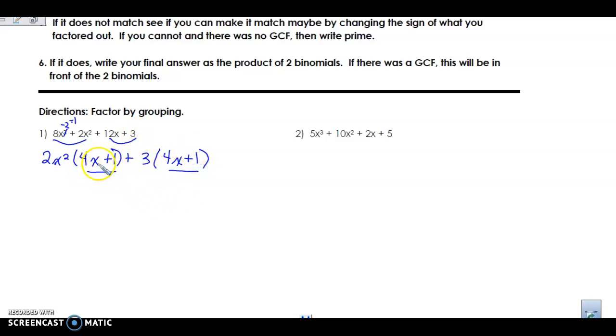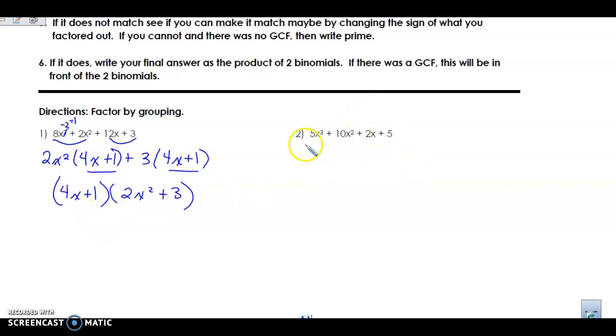Now, do you see these two here? They're exactly the same, aren't they? So I have my 4x plus 1 times my 2x squared plus 3. That was my greatest common factors. Now, if I were to use my FOIL method and multiply it all out, I would get 8x to the third power plus 2x squared plus 12x plus 3. And you can do that if you want to check your work to make sure you've got the right one.